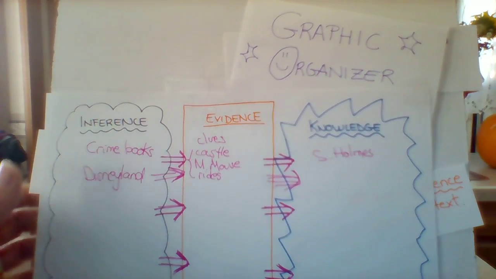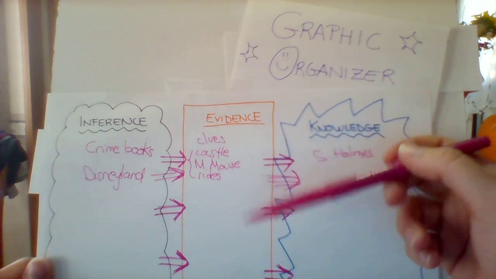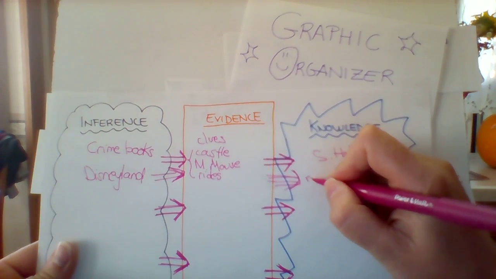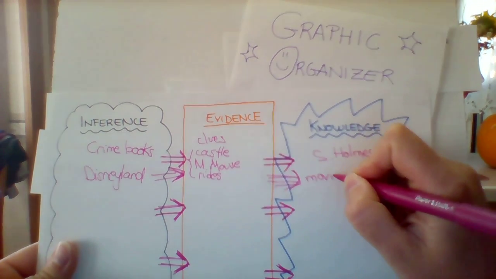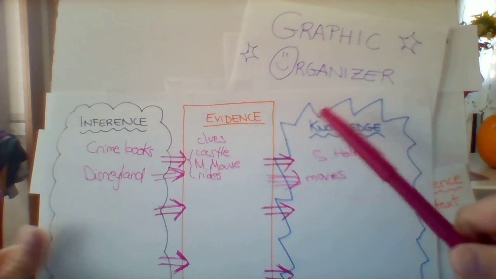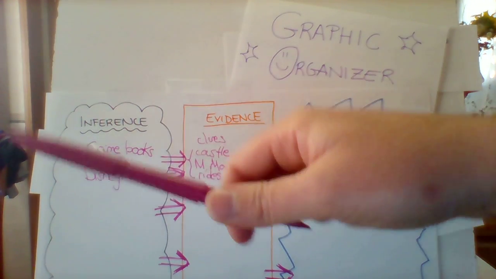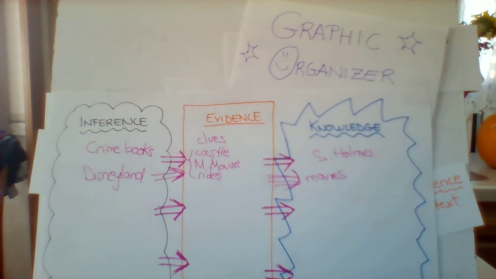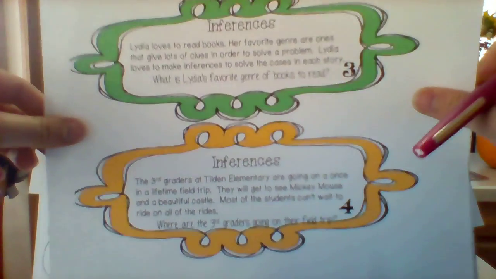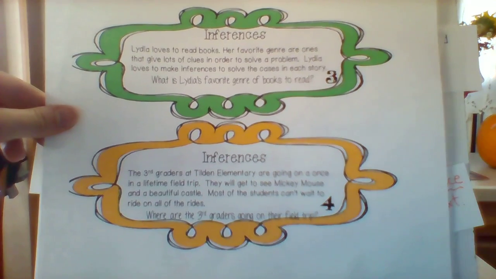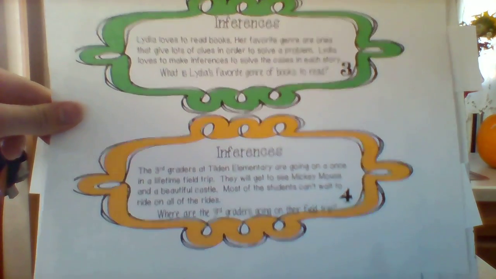Why? Because I've seen the castle and Mickey Mouse where? In movies. So I'm using my knowledge and those evidences to make my inference. They are going to Disneyland. My text doesn't say Disneyland. Let's do another one.